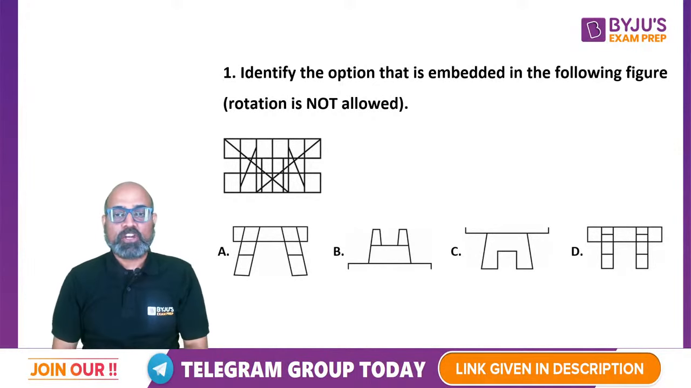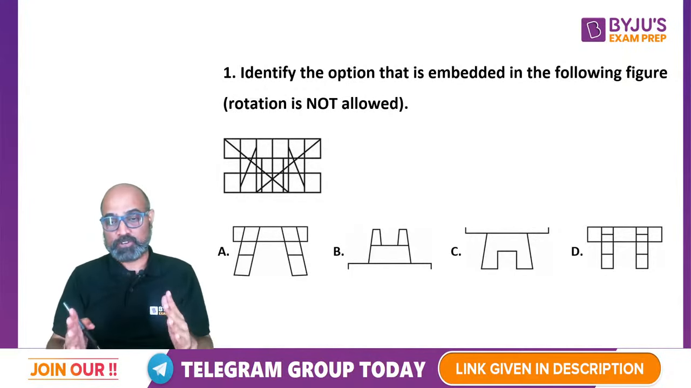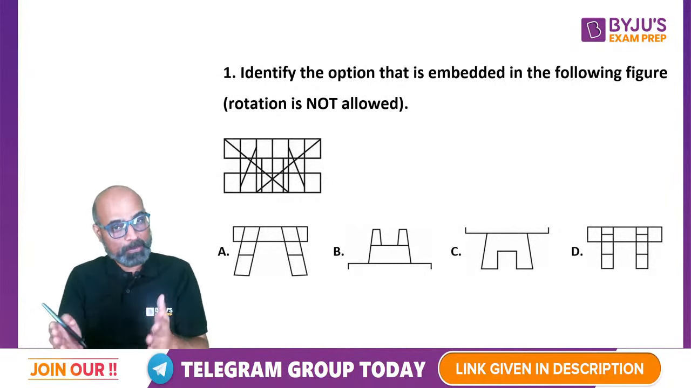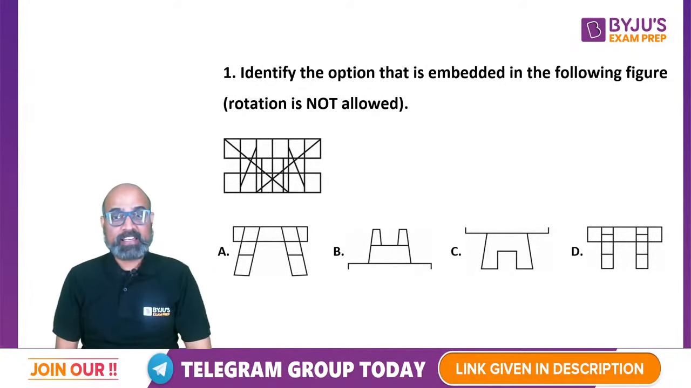So I was discussing how reasoning is a very, very important part of your MAH CET. There are very few days left for the exam, so let's practice some very good questions. Here is the first one. You have to identify the option that is embedded in the following figure. Rotation is not allowed. So it's visual reasoning, right? You have to figure out which of the 4 options you can find in the given problem figure.